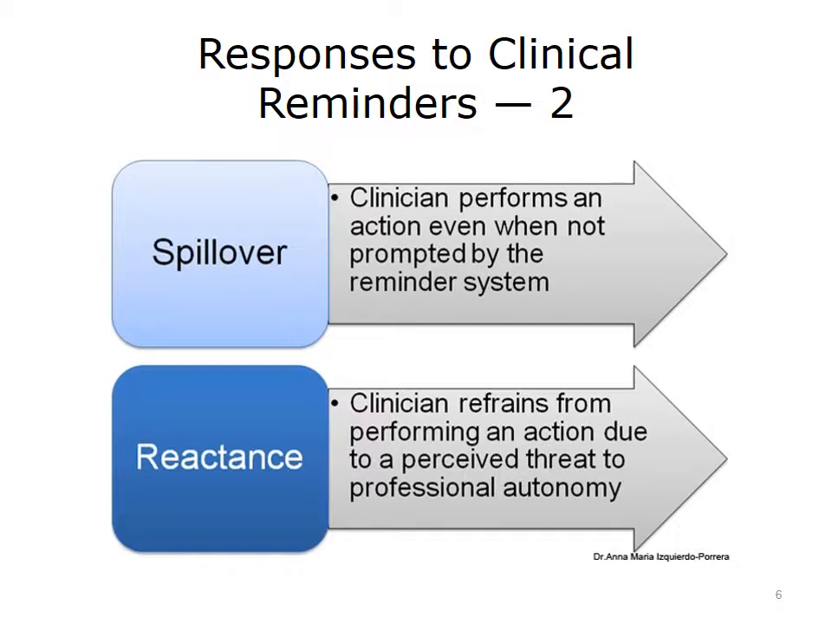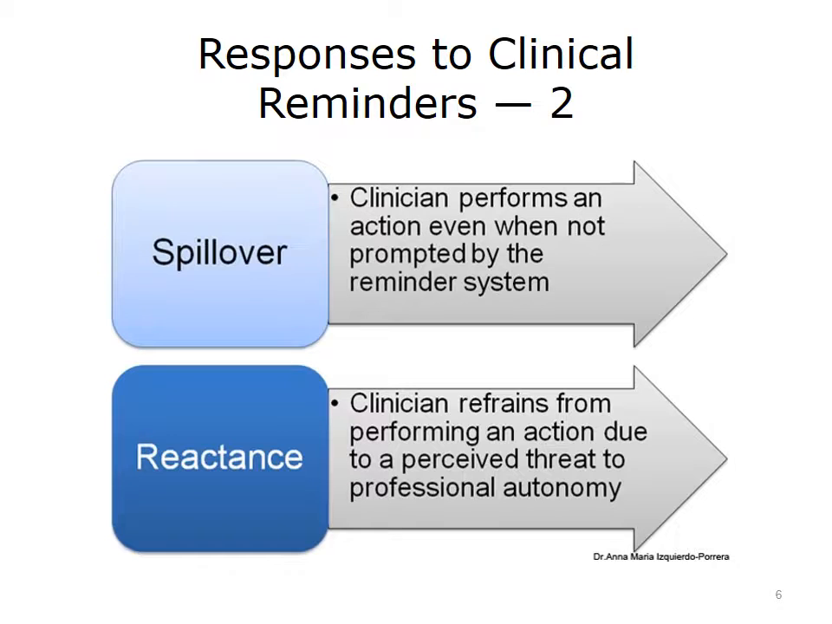Two additional types of responses include spillover and reactance. Spillover can occur when there is a spread of responses merely due to increased awareness of the need for an action, even when the clinician is not prompted by the reminder system. For example, Zanetti's research team found that reminders for intraoperative drugs increased redosing even in a control group that did not receive these reminders, and concluded that this spillover occurred because of increased awareness of the importance of redosing.